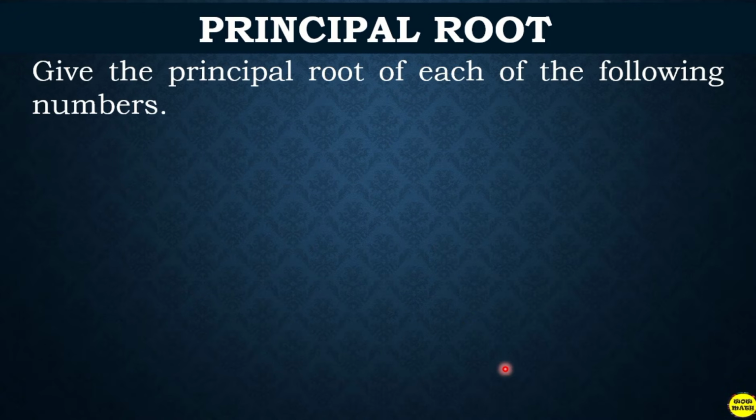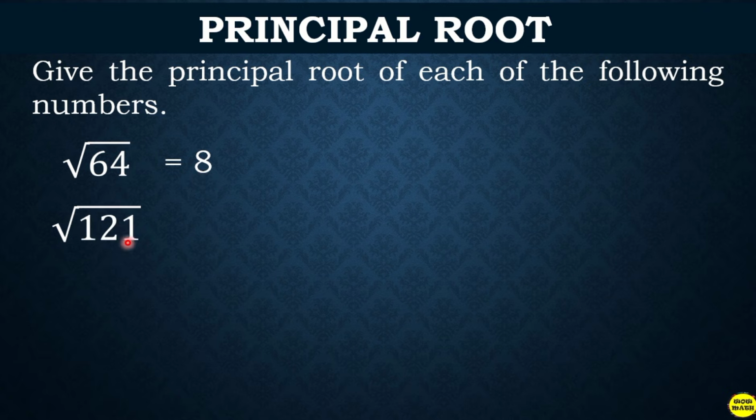Okay, let's have an example. Give the principal root of each of the following. So I have square root of 64. Square root of 64 is a perfect square. Okay, so therefore, principal root lang ang hinahanap natin. So that is positive 8. Okay, because 8 times 8, that is 64. So 64 is a perfect square. Okay, so bakit positive lang to? Kasi ang hinihingi lang po ay principal root. Okay, so this is a rational number. Square root of 64 is a rational number kasi yung square root niya is a rational.